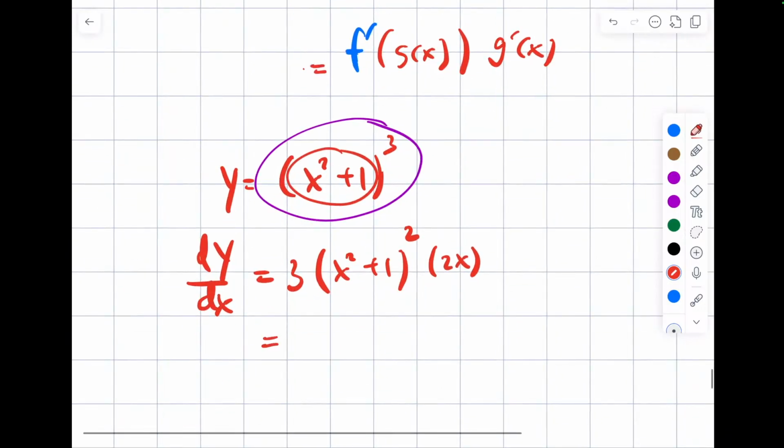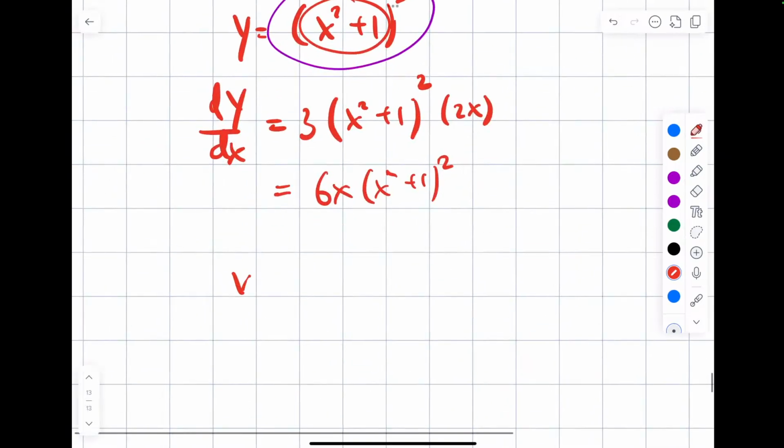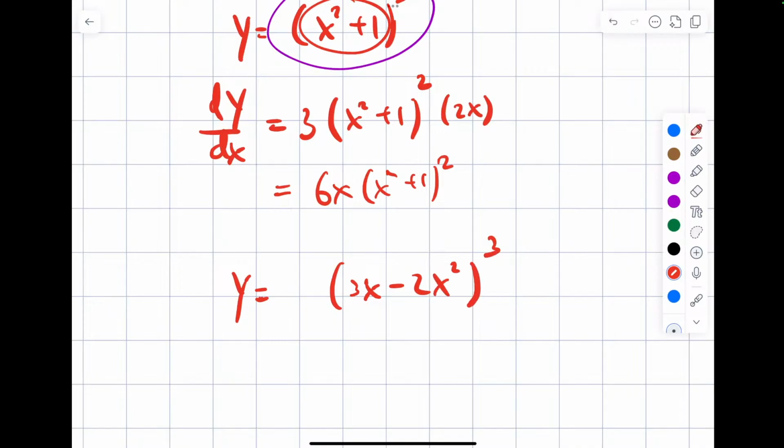So that's going to be 6x times x squared plus 1 to the 2. Now, the 6x cannot distribute into the parentheses because that's a different power. The argument's different there. You cannot distribute inside. You're going to keep the answer like that. It's that easy. And that's chain rule. You want to try it? Okay. y equal to 3x minus 2x squared, sorry, my handwriting's really bad, to the third power. Let's take a derivative of this.